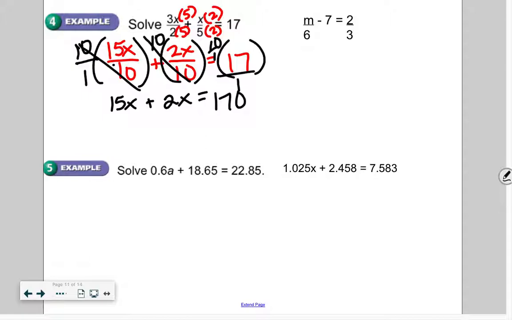So now, what's 15x plus 2x? Equals 170. Next. Divide by 17. X is going to equal 10.